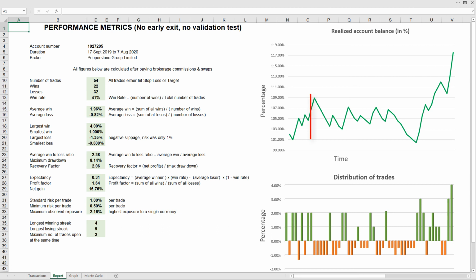The account balance graph says it all. I would have to sit through 34 trades while watching the account balance drop slowly from 9% profit down to almost nothing.